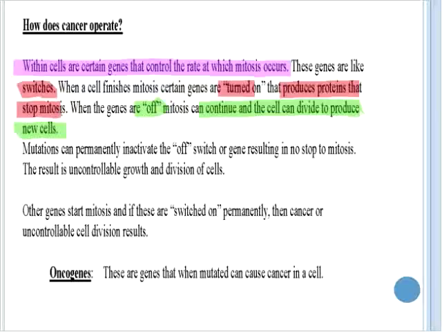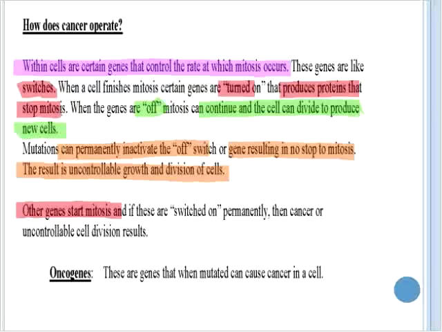Mutations can permanently activate the off switch of the gene, resulting in no stopped mitosis. The result is uncontrolled growth and division of cells. There are other genes which start mitosis. If these are permanently switched on, then cancer or uncontrolled cell division also results. Oncogenes are genes that, when mutated, can cause cancer to develop.